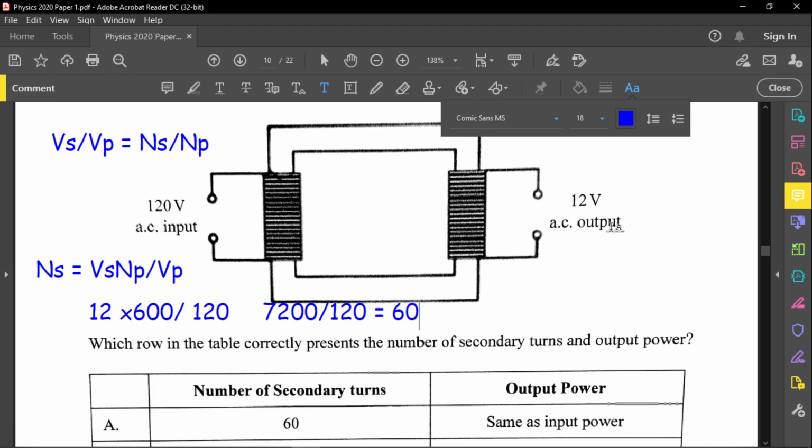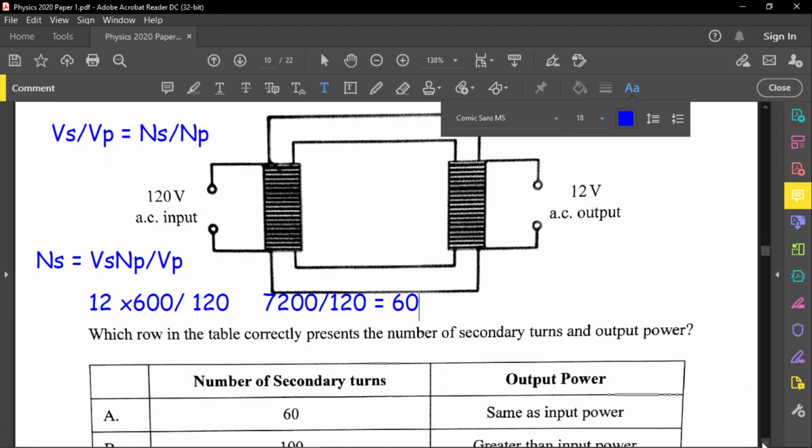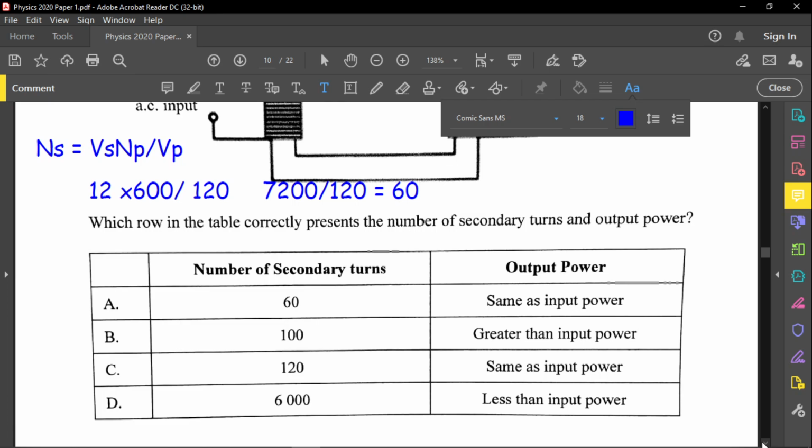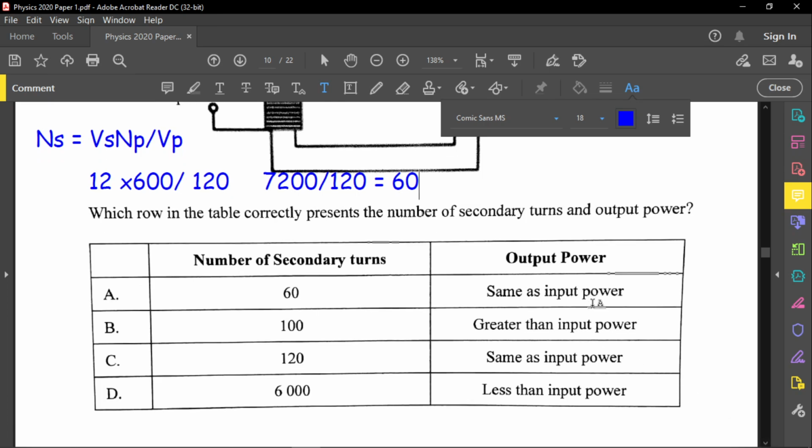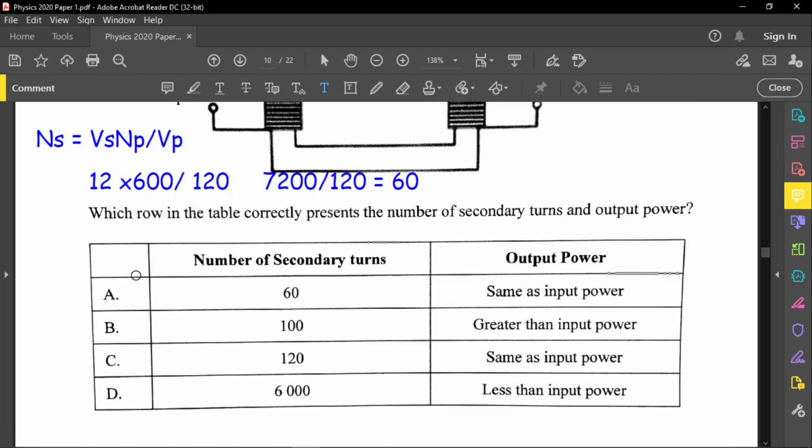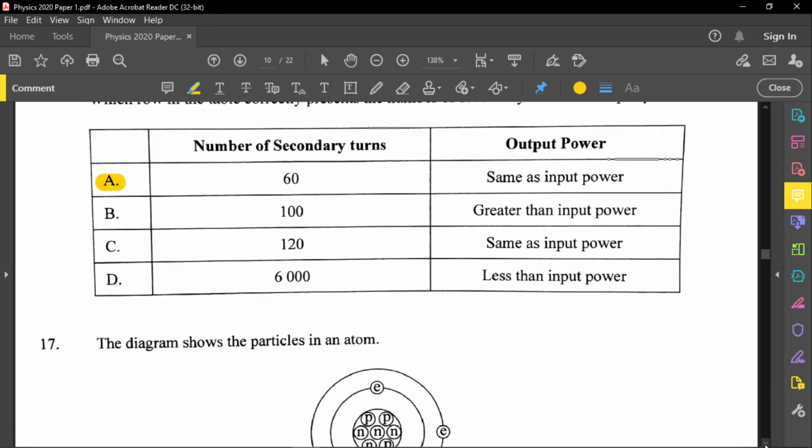60 turns. Now, an easy way to do this: if you notice, the ratio between the primary and the secondary voltage is 10. If you divide 120 by 12, you get 10. So definitely it will be 10 times less. Just to make a note of that. So here, 60 is our answer. As a matter of fact, even without looking at the power, we get our answer here. But what you need to remember is that the power remains the same across the transformer. So A is our answer there. For an ideal transformer, the power remains the same.